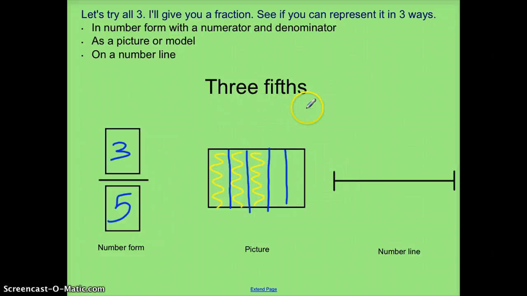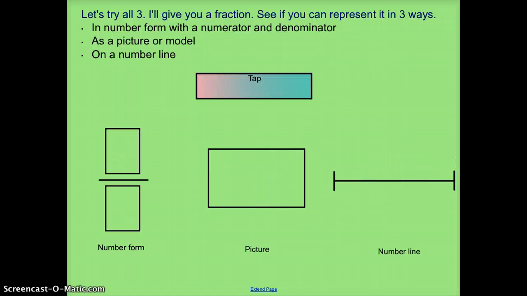I need 5 segments. 1, 2, 3, 4, 5. We'll start out with 0/5, 1/5, 2/5, 3/5, 4/5, and 5/5 or 1 whole. And I'm just going to need to put a point here on 3/5. So again, 3/5, 3/5, 3/5, and 3/5. The same fraction represented 4 different ways. Let's look at one more.